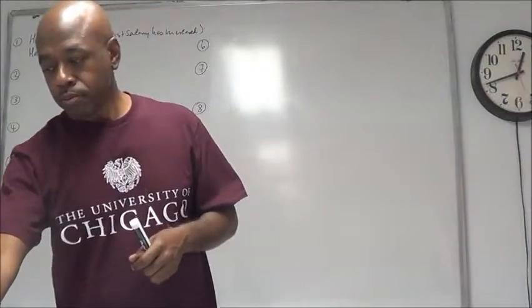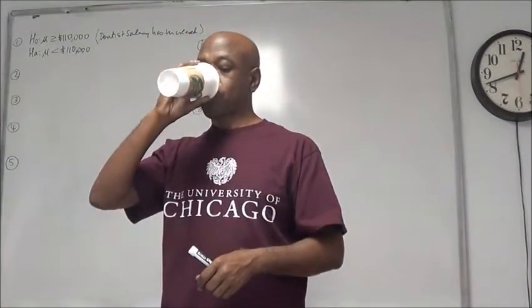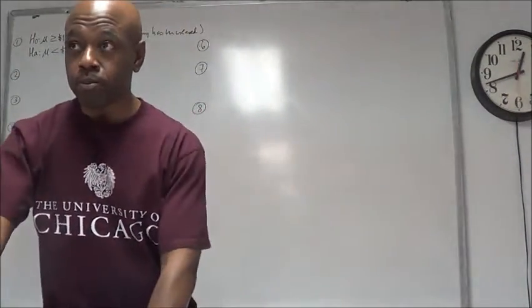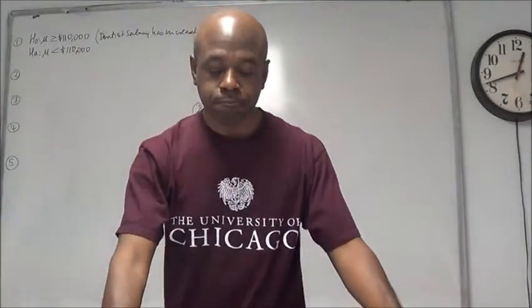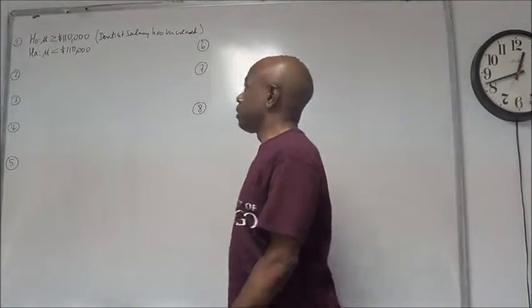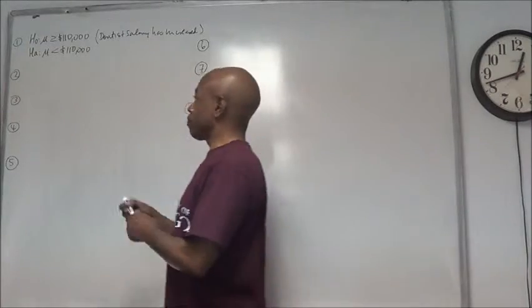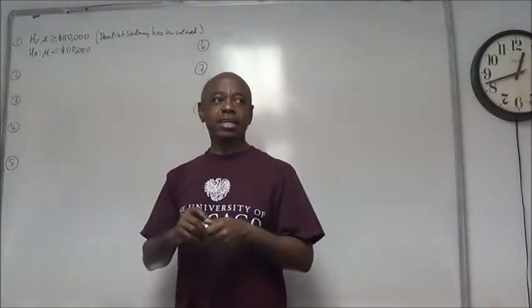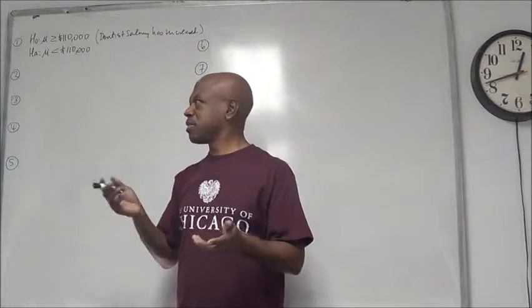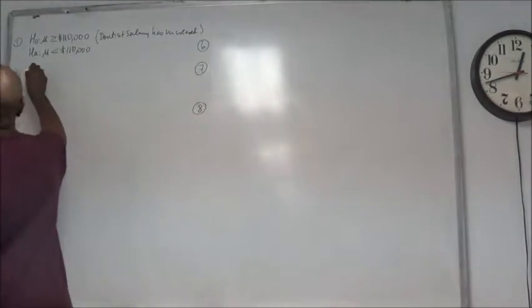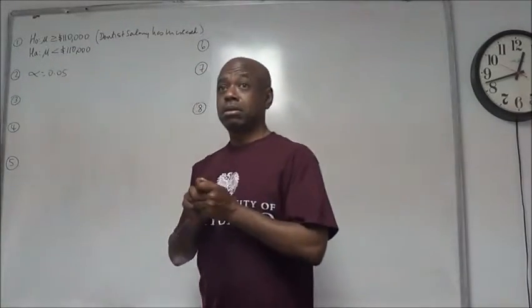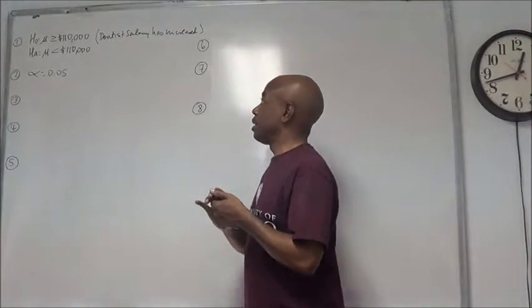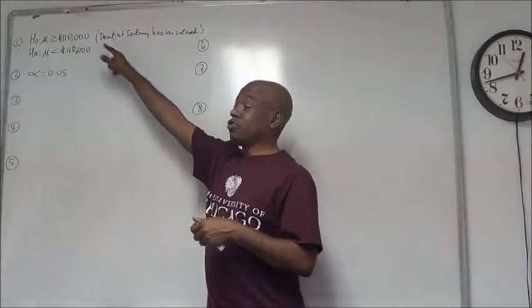Alpha equals 0.05. They gave you 95%, and 100 minus 95 gives you 5%. Okay, are we happy? Yes. I'm not happy because this is not right.